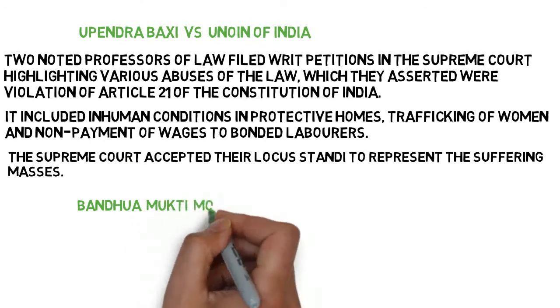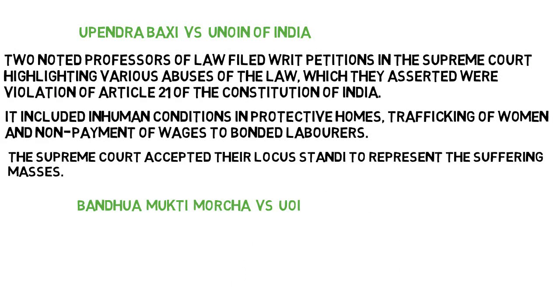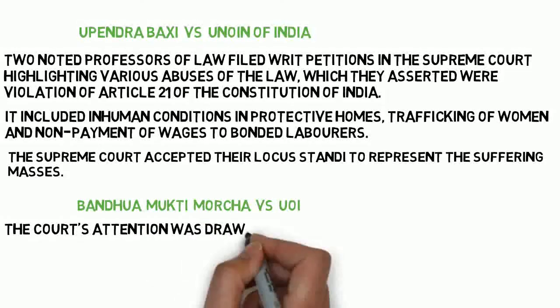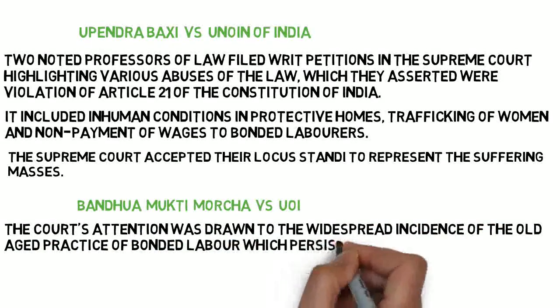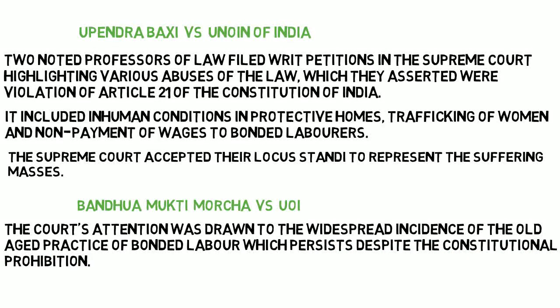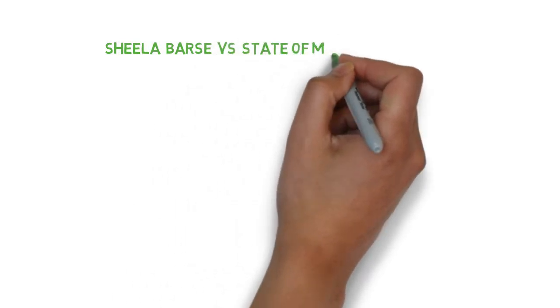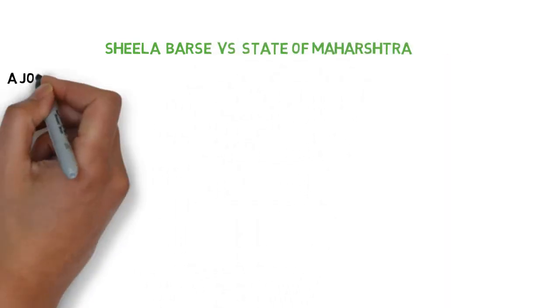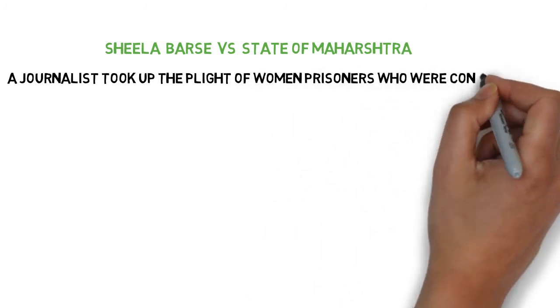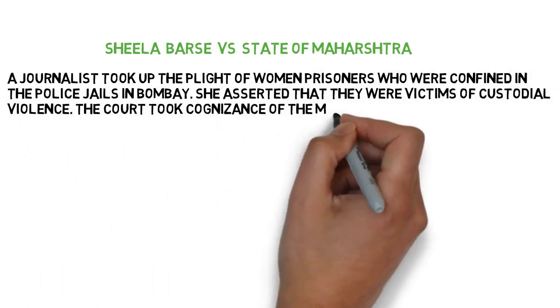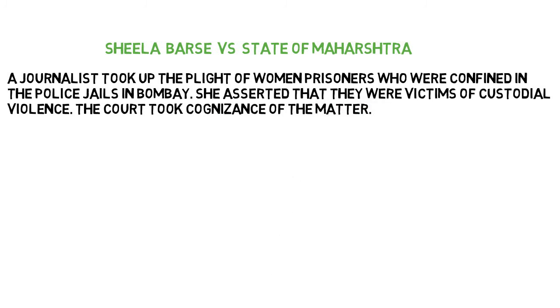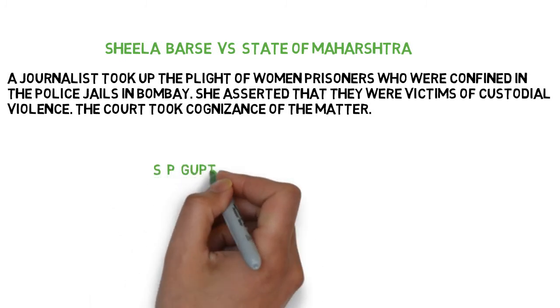In Bandhua Mukti Morcha vs. Union of India, court's attention was drawn to the widespread incidence of the old-aged practice of bonded labor which persists despite the constitutional prohibition. In Sheela Barse vs. State of Maharashtra, a journalist took up the plight of women prisoners who were confined in the police jails in Bombay. She asserted that they were victims of custodial violence. The court took cognizance of the matter.